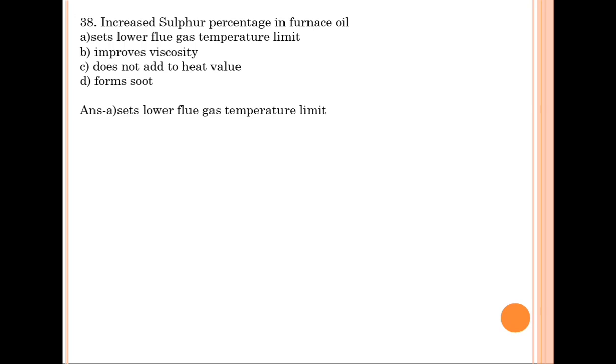Increased sulfur percentage in furnace will, here option A is the right answer, set lower flue gas temperature exit, because if temperature will be higher, then it may reach sulfur dew point where there is a chance of sulfuric acid formation. So it sets lower flue gas temperature limit. So option A is the right answer.